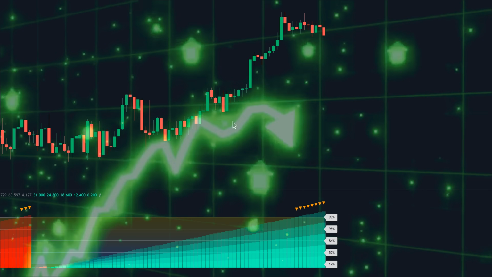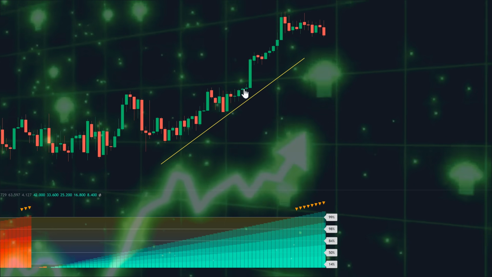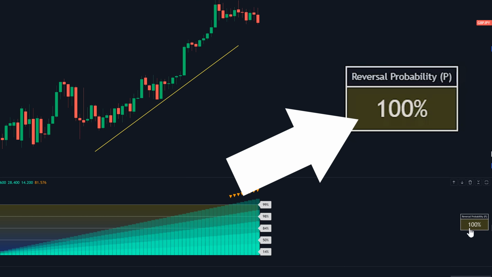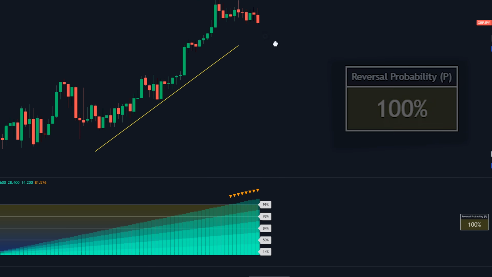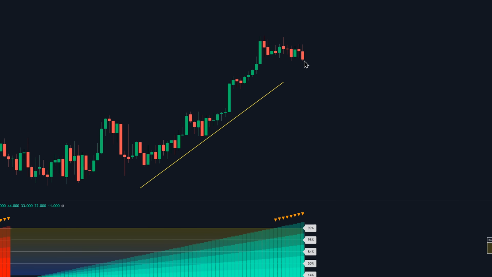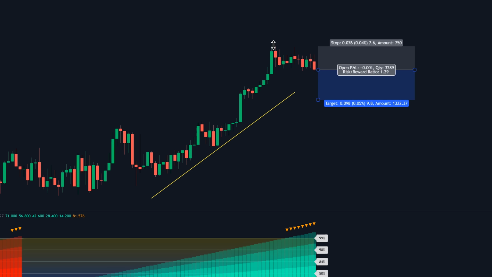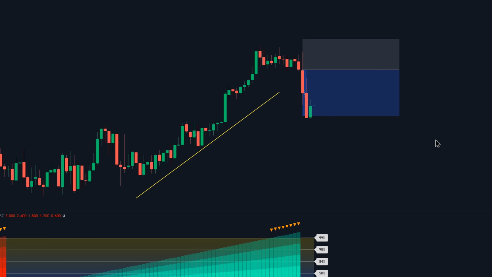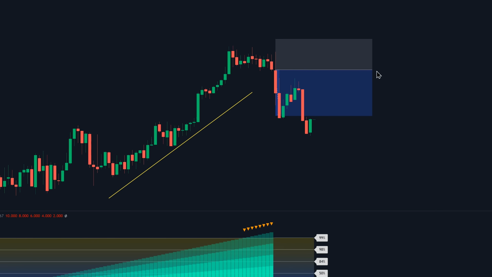Here we have a bullish trend. After the market was overextended to the upside, this indicator indicated that the market has a 100% probability of reversing to the downside. If we were to take a short position here, place the stop loss above the most recent swing high, and set the take profit at 1.5 times the risk, you can see the trade was profitable.